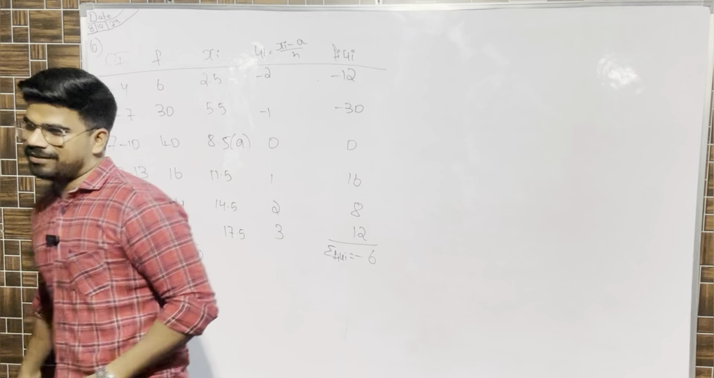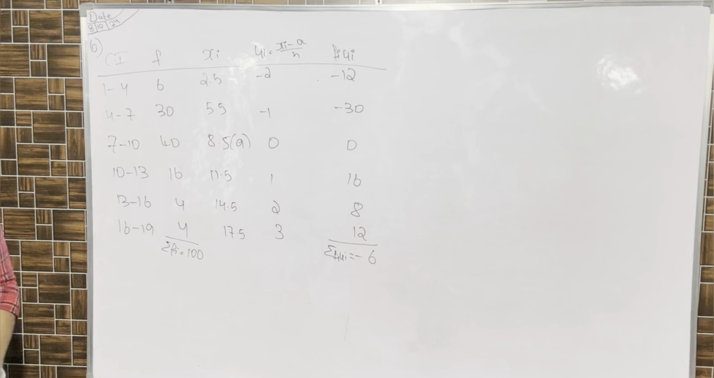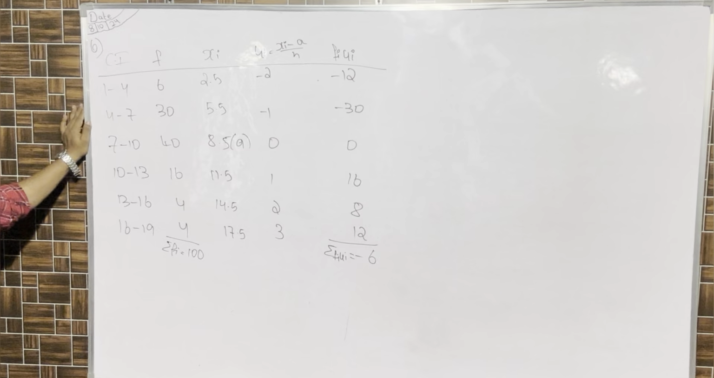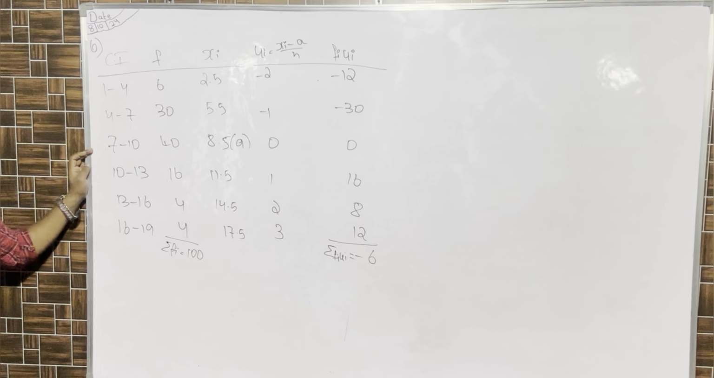What is there for median? What do we have to check? We have to check whether the class interval is continuous or not. 1 to 4, ending at 4, starting from 4, ending at 7, starting from 7. It is continuous, no need to worry about it.